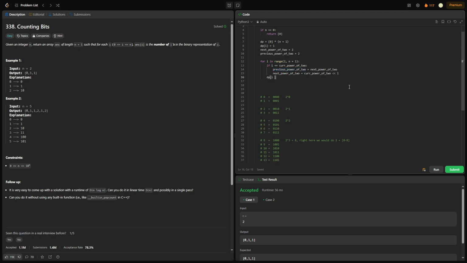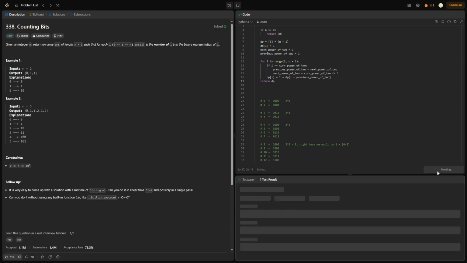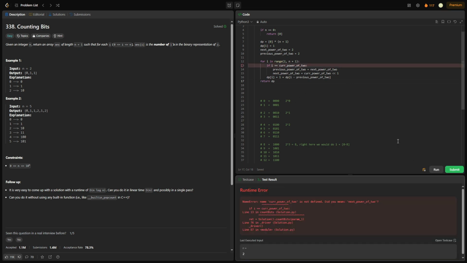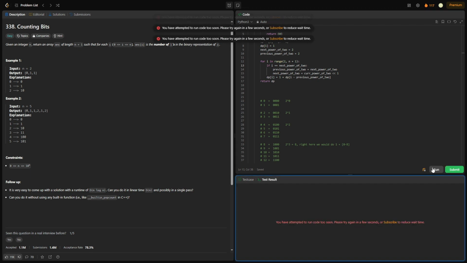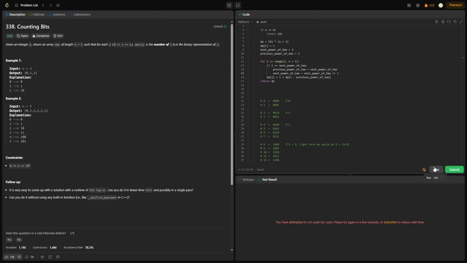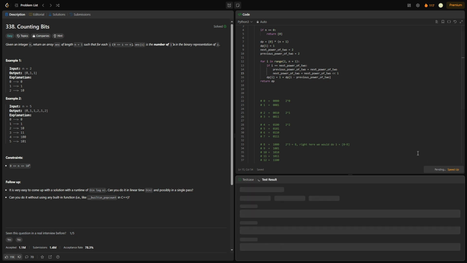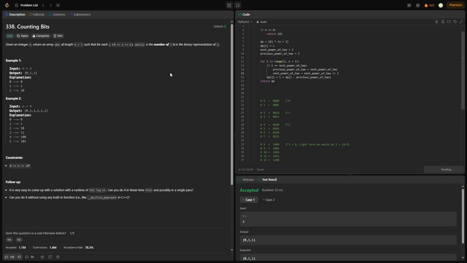So we'll do dp of I is equal to 1 plus dp of I minus the previous power of 2. I know these variable names are really long, but I just want to make sure you kind of understand what's happening. Okay, so I didn't change the variable name here, my bad. Oh, same here. Yeah, I'm just changing the variable name just so you're not confused.